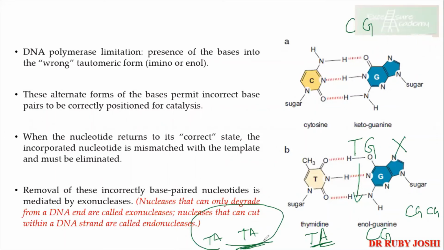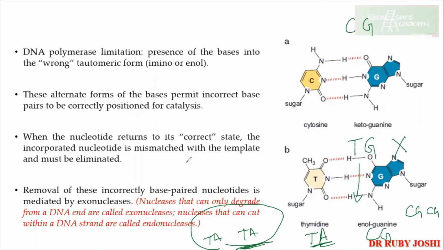Is this clear? Yes, ma'am. Yes, everyone, it's clear. So that's why we need exonuclease activity or any kind of proofreading activity. Sorry. So this keto-enol formation of those bases results in incorrect base pairing. So in order to correct this mistake, we have the exonuclease activity.